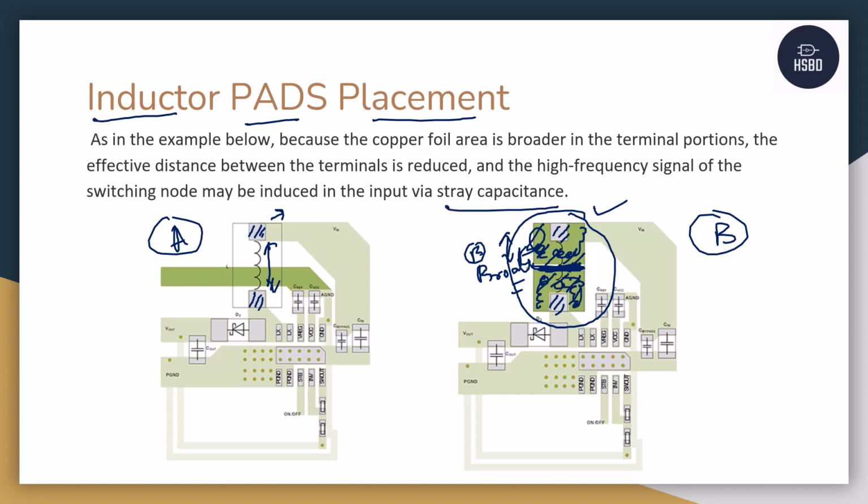Both the copper areas will act as the plates of a parallel plate capacitance, and it will increase the value of capacitance. So this stray capacitance will be induced, and because of this stray capacitance, the operation of the power inductor gets reduced. So in my opinion, exhibit B should not be used, and exhibit A is something that we need to use in case of the inductor pads placement.